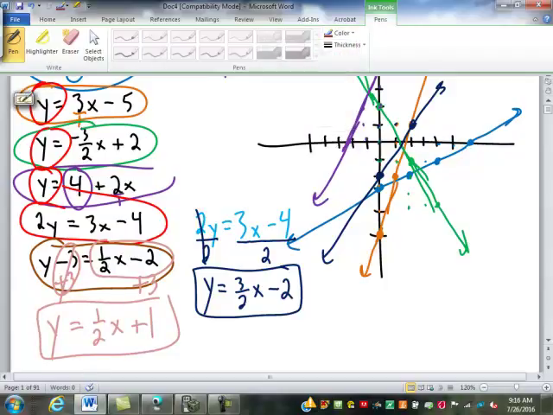Where am I going to start? Positive 1, and from there I'm going to go up 1, run 2. Oops, I don't know why I went 3. Up 1, over 2. Up 1, over 2. There's our points.